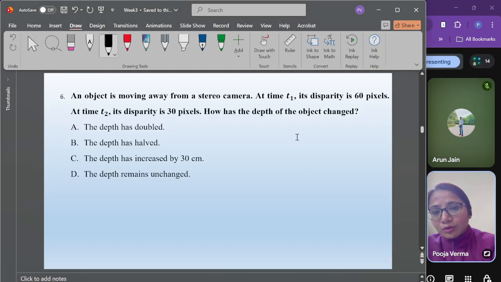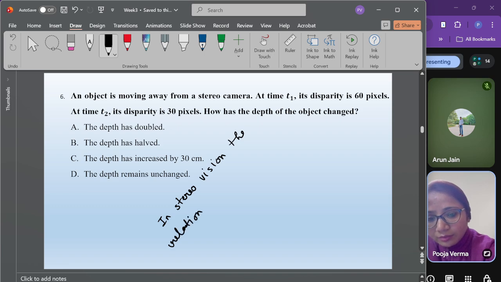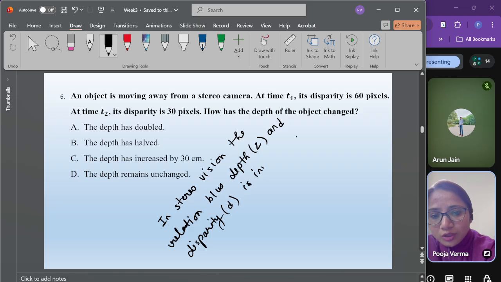Okay, so already we know that in a stereo vision system, the relation between the depth, that is Z, and disparity, D, is inversely proportional, right?